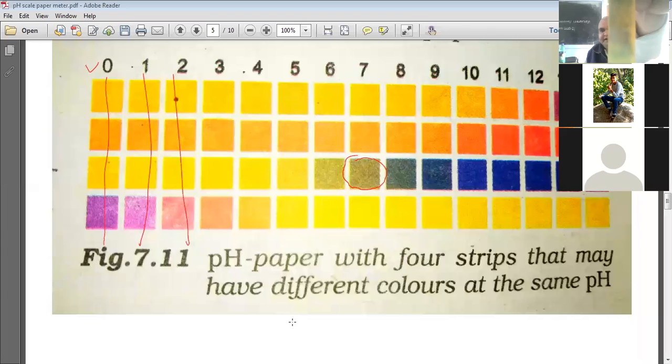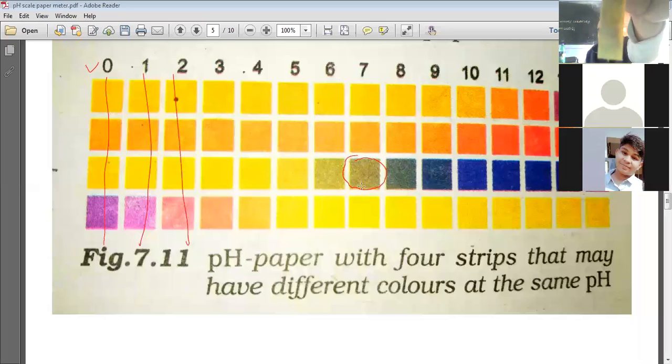Can you see the similar color, dear student? Yes, sir. Yes or no? I hope you understand it. Yes, sir. The color was similar to that which was under 7, that is what I feel.